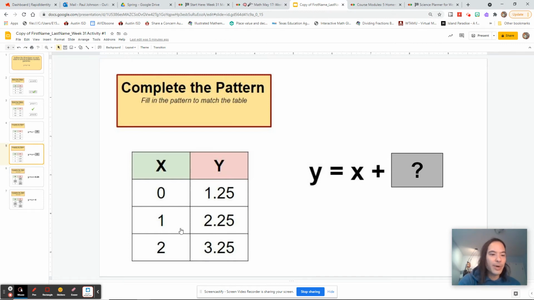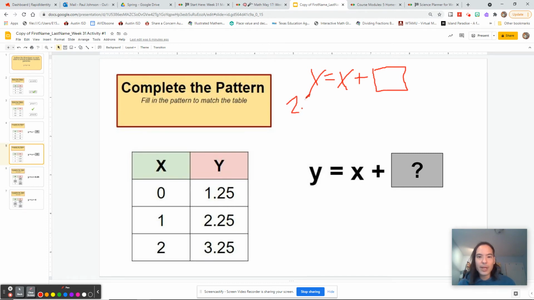So also let's check our work over here. Hopefully my pen's working again. It's still not working, so I'm going to have to write real funny. So y is equal to x plus box. We already figured out the first one. 0 plus 1 and 25 hundredths does equal 1 and 25 hundredths. So let's try it with the second piece of information. Our y is 2 and 25 hundredths. And then our x was 1.